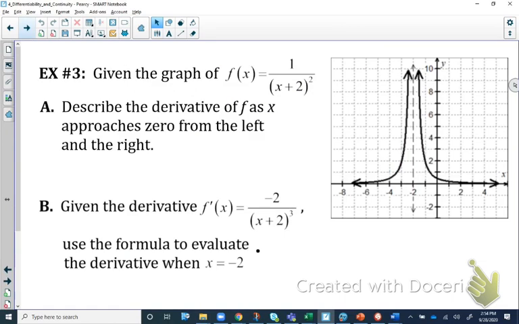And the next example is the reciprocal squared parent function moved 2 spaces to the left, and it's again kind of asking us to see, well, how can we show that we can't take the derivative at, in this case, something that's unbounded. We have our discontinuity where x is equal to a negative 2. So here, part A, describe the derivative of f as x approaches 0 from the left and from the right. So that's pretty easy.